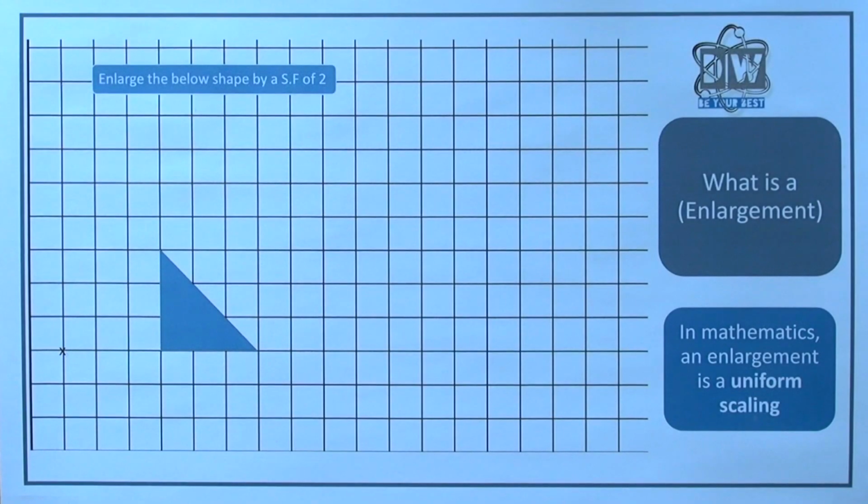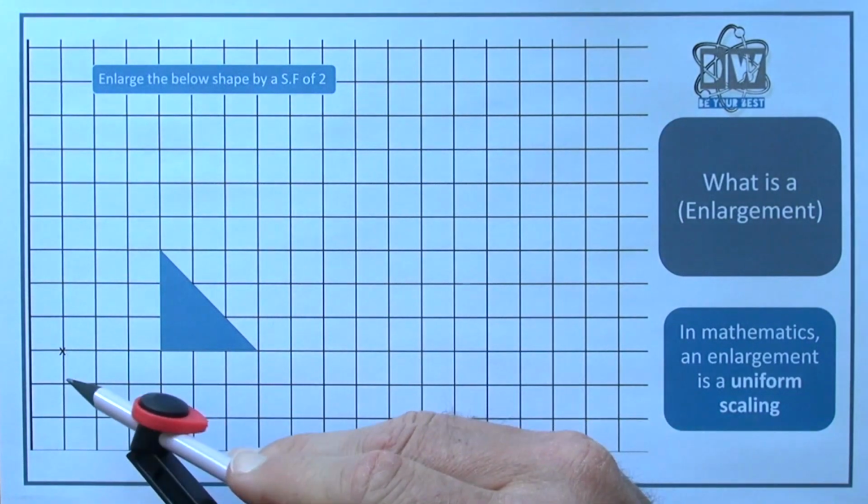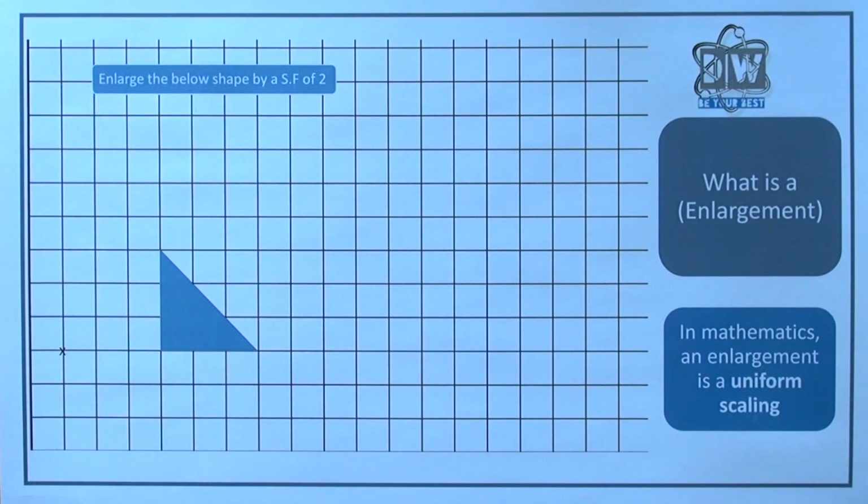Okay, in today's video, we're going to enlarge these shapes by not just a scale factor of 2 that we can see, but from also a central point of enlargement. Now, before, you just enlarged by scale factor, so you should already know how to do that. So this is how we do it.